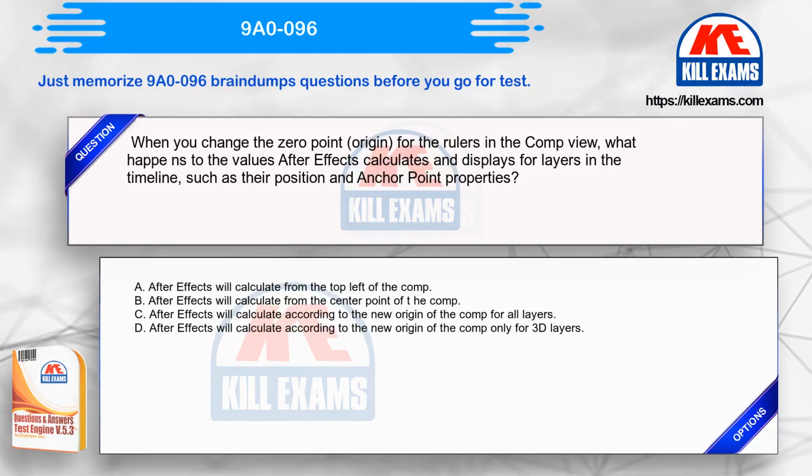When you change the 0 point, origin, for the rulers in the comp view, what happens to the values After Effects calculates and displays for layers in the timeline, such as their position and anchor point properties? Option A. After Effects will calculate from the top left of the comp. Option B. After Effects will calculate from the center point of the comp. Option C. After Effects will calculate according to the new origin of the comp for all layers. Option D. After Effects will calculate according to the new origin of the comp only for 3D layers.